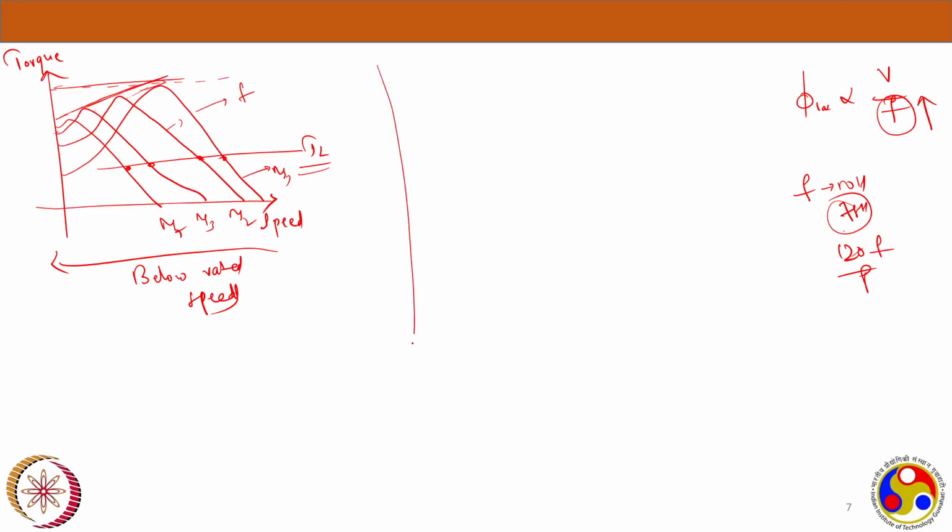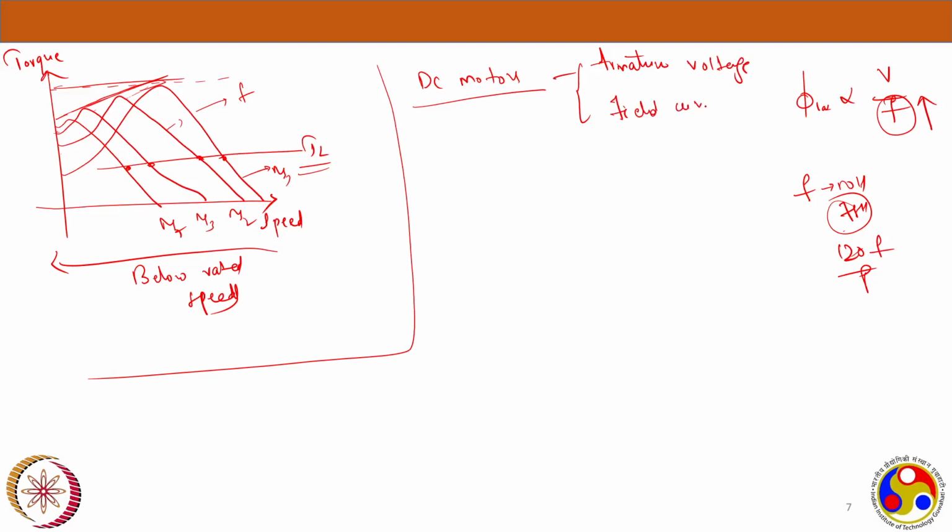Now, if you remember in DC motor, there are two standard speed control techniques in it. It is, if you remember, armature voltage control method and field current control method. The armature is for below rated speeds and the field current is for above rated speeds. Similarly, you will see a similar kind of behavior for induction machines as well.